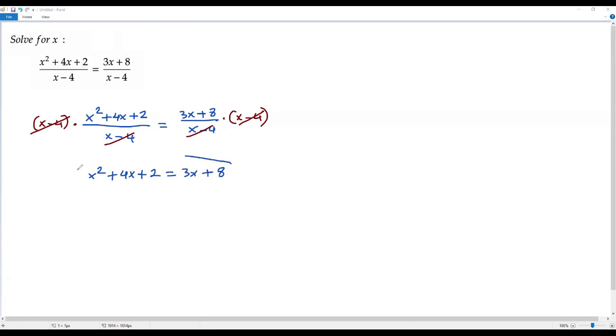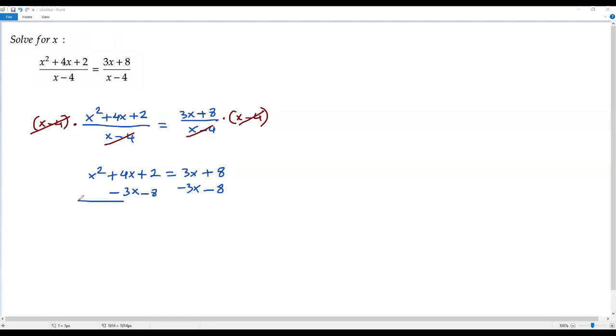Now we have a quadratic equation in the variable x. To solve for x in this quadratic equation, I have to get it in standard form. Standard form means we have to get everything on the left side, and on the right side we must have 0. Let's try to make the right side 0. For that, we have to get rid of this 3x and positive 8. So I subtract 3x from both sides and also subtract 8 from both sides.